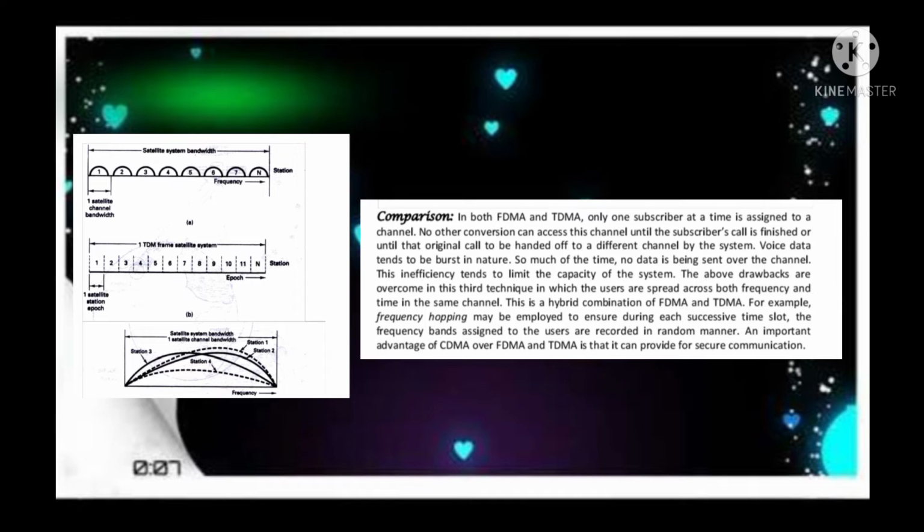The above drawbacks are overcome in this third technique, in which the users are spread across both frequency and time in the same channel. This is a hybrid combination of FDMA and TDMA. For example, frequency hopping may be employed to ensure that during each successive time slot, the frequency bands assigned to the users are reordered in a random manner. An important advantage of CDMA over FDMA and TDMA is that it can provide for secure communication.